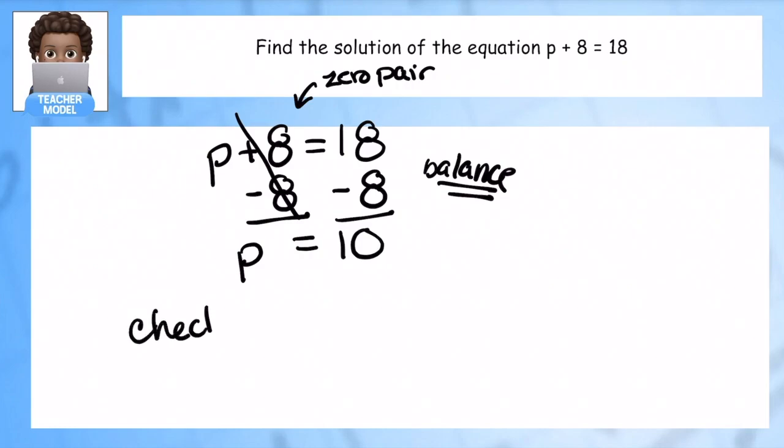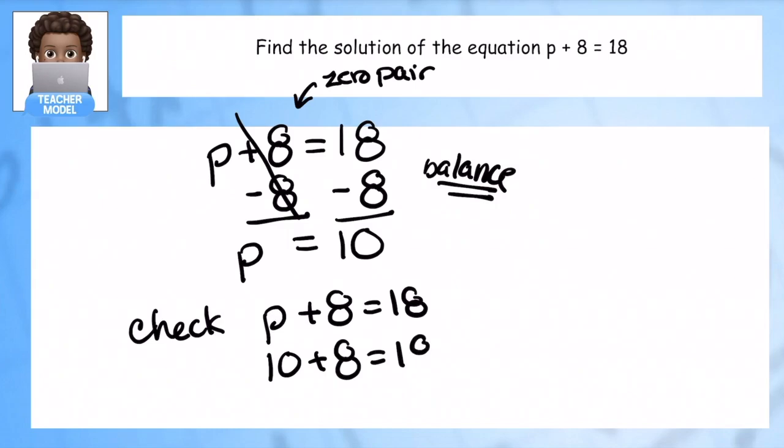Now we check. I go back to my original. P plus 8 equals 18. 10 plus 8 equals 18, and this is a true statement. 18 is equal to 18. So there you have it. Look at how quick and easy it is when we're going through it with adding and subtracting. This is what we're going to do. We're going to add and subtract to create 0 pairs to get that variable by itself. Hit pause and jot this down. We're going to try with multiplication next.